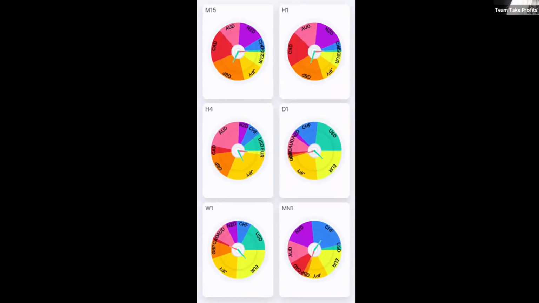You guys have heard me say it a million times. I do top-down analysis. I find my structure on the weekly. I confirm it on the daily. I trade the breakout on the 4 hour or the retest on the 1 hour. You guys have probably heard me say that a million times.